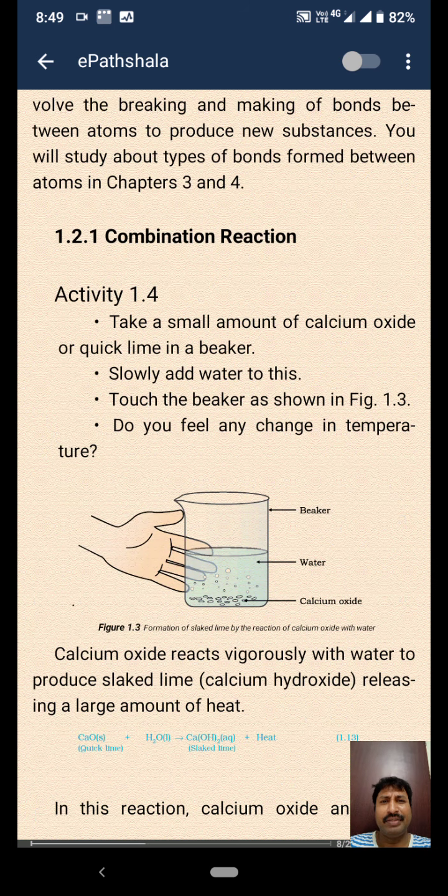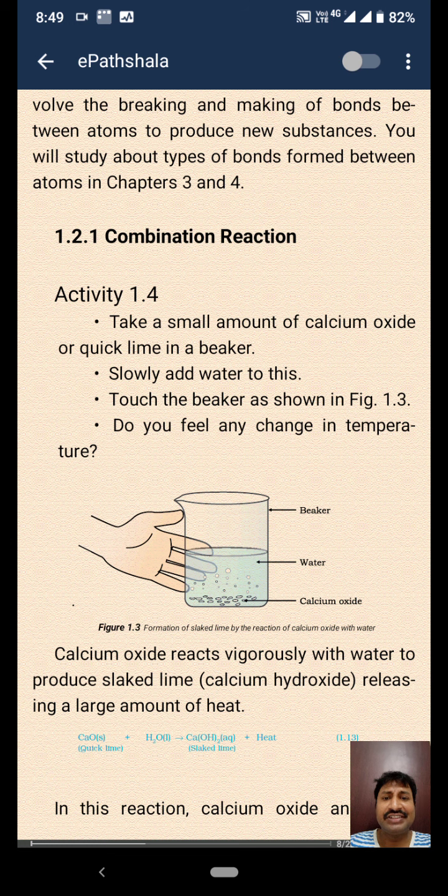And types of chemical reaction: combination reaction, we know, combustion reaction, exothermic, endothermic, decomposition, in decomposition, thermal decomposition, electrolytic decomposition, and photolytic decomposition, and single displacement, double displacement, reduction reaction, oxidation reaction, and redox reaction. These are the reactions we are going to see.